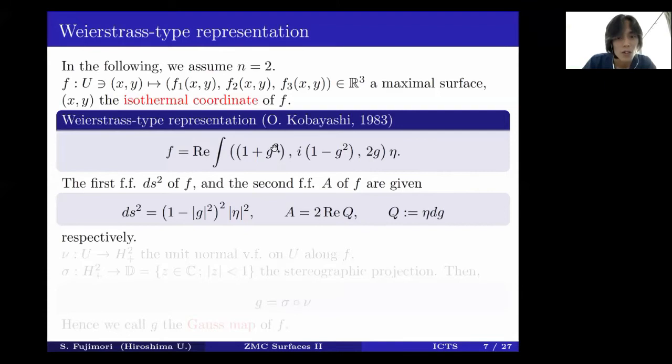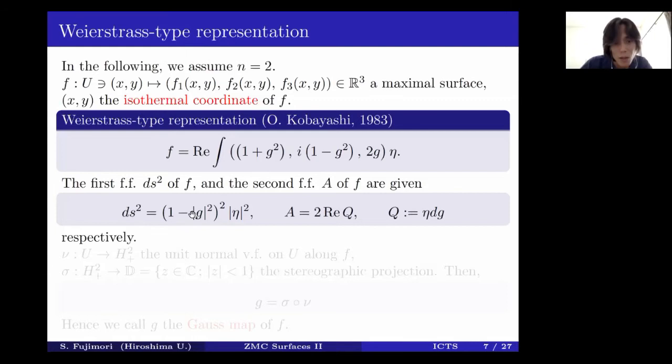In the minimal surface case, this sign is different. This here is minus, and this is plus. So only a small change. But then the first fundamental form and second fundamental form are given this way by using G and eta. Here, this sign might be different, but it doesn't matter. And the big difference is this. In the minimal surface case, this is plus. But in this case, this is minus.